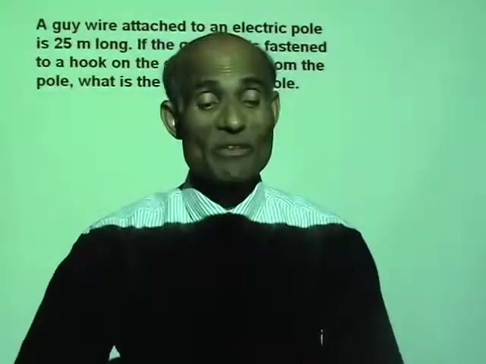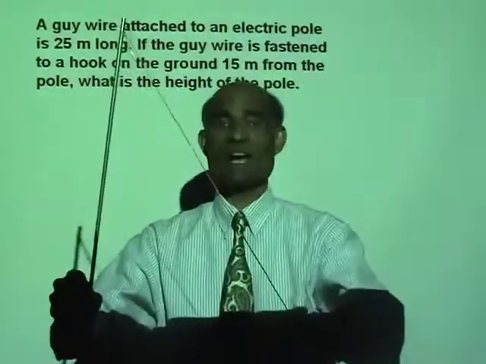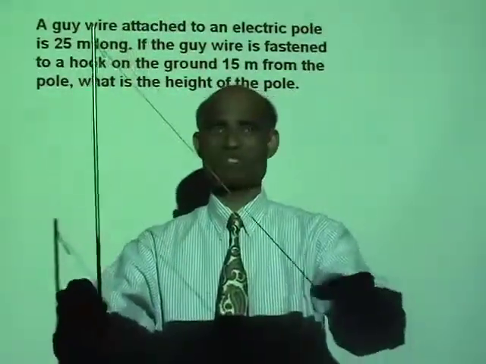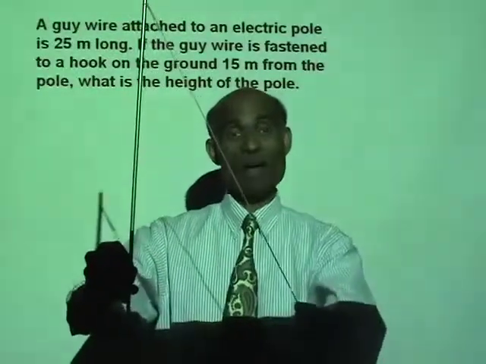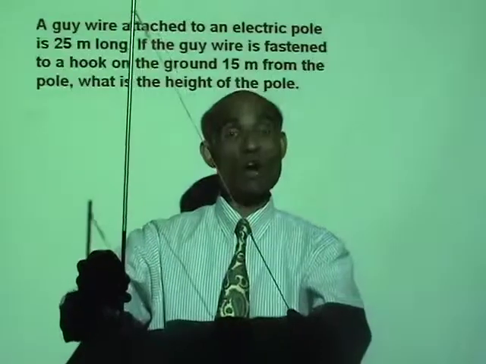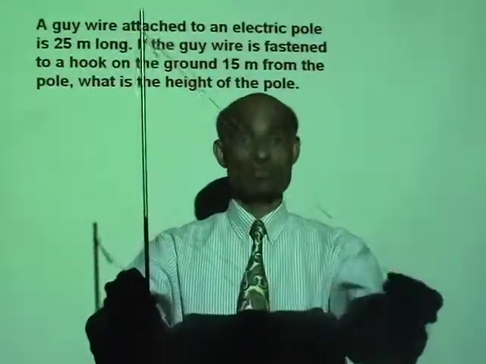Now, if you look at the electric pole outside your house, doesn't it have something like this? This is the electric pole, and this is the guy wire, the wire that is attached to a hook on the ground so as to keep the pole straight. You see that?